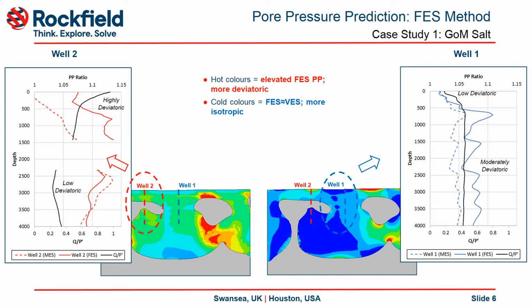Note that the deviatoric ratio alone does not tell the full story when comparing FES with VES pressure. The dotted lines plot the MES to VES ratio, which accounts for mean stress but not shear. The influence of shear stress alone on predicted pressure is therefore highlighted by the difference between the dotted and solid lines.